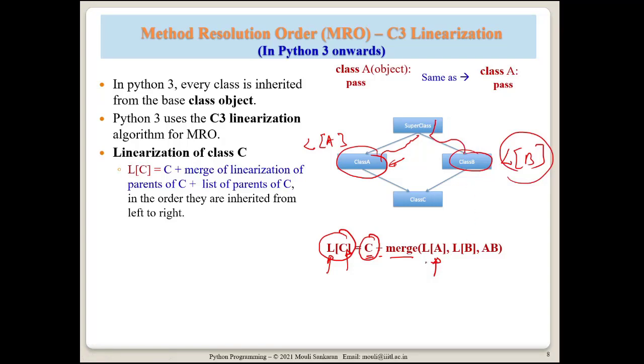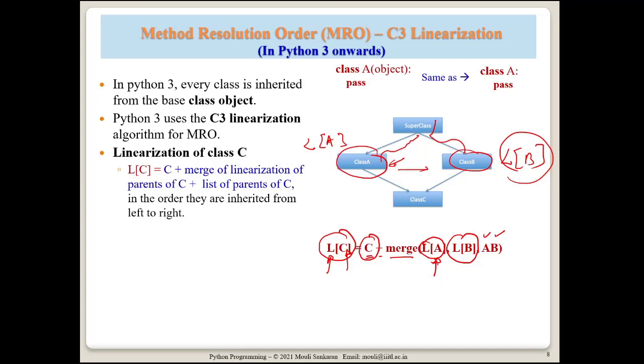If you see that, first A's list is given and then B's list is given, the linearization of B. That means it is going from left to right only. But it is building that list and then merging it, a little different from what I told you earlier. And then it is going to include the classes A and B also. I'll tell you the reason. We will look into the algorithm fully, then we will see.